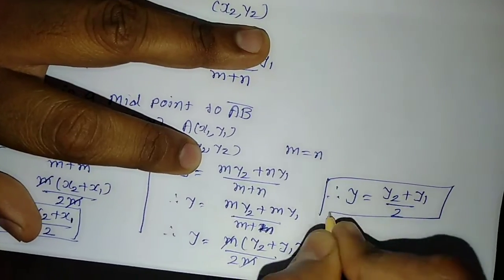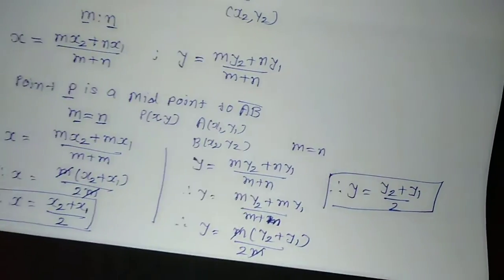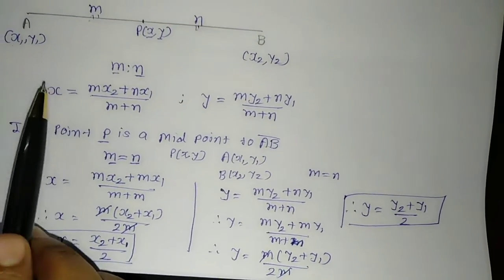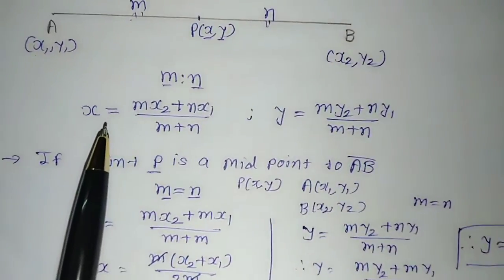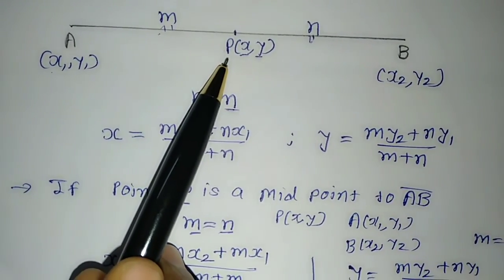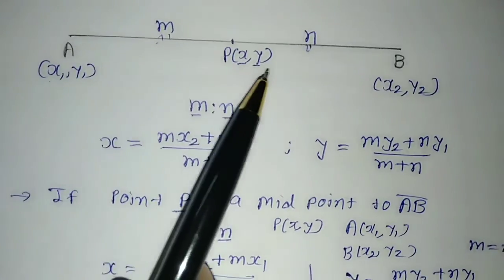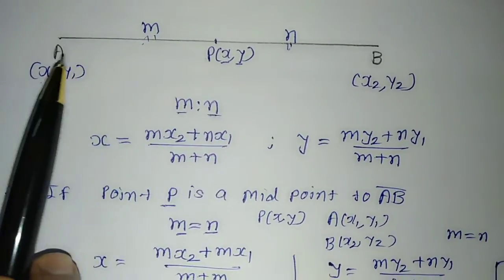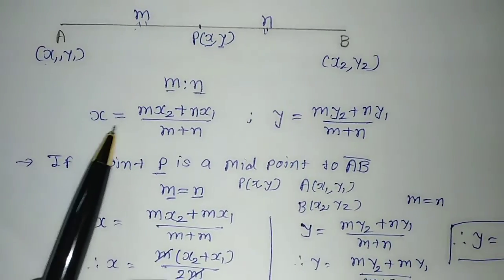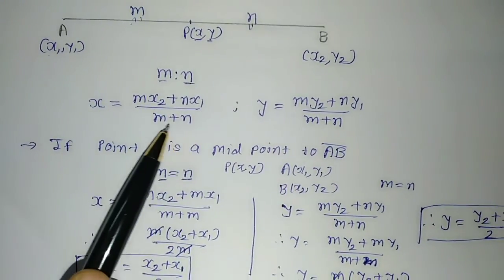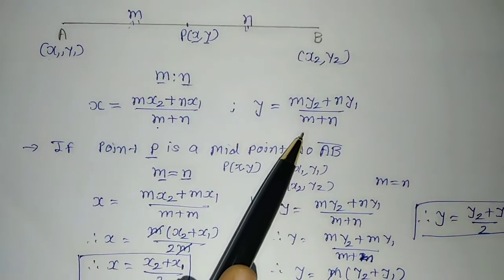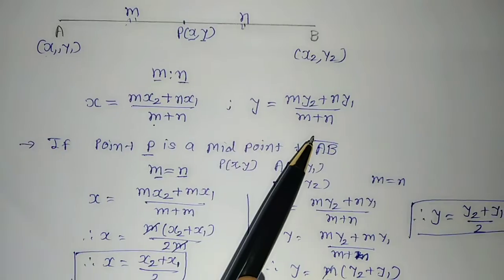So this is how you can find the formula for the midpoint also. Our section formula, which is the important point, is this: if point P (x, y) divides line segment AB from point A's side in the ratio of m is to n, the x coordinate will be (mx2 + nx1) upon (m + n), and the y coordinate (my2 + ny1) upon (m + n). So this is what the section formula is.